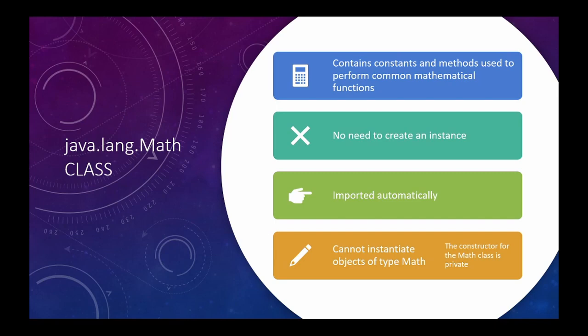java.lang.Math is a commonly used class. This is the class that's going to contain all of those mathematical functions, constants, and any kind of operation you could think of. You don't need an instance for this class, and it is imported automatically. To actually prevent programmers from creating an instance of an object of java.lang.Math, the constructor is set to private. So if you actually try to do this, you're going to get a syntax error.